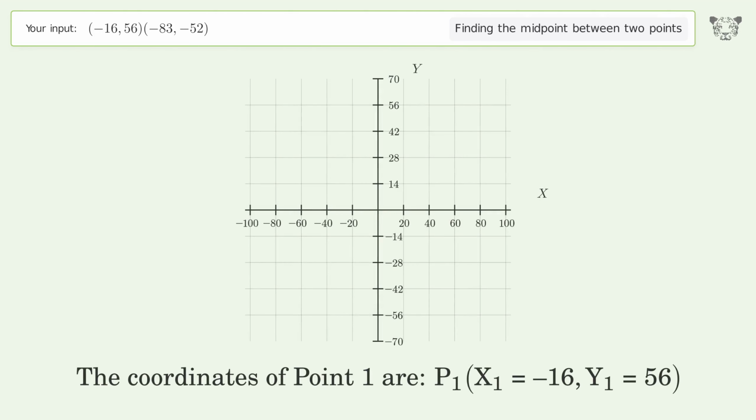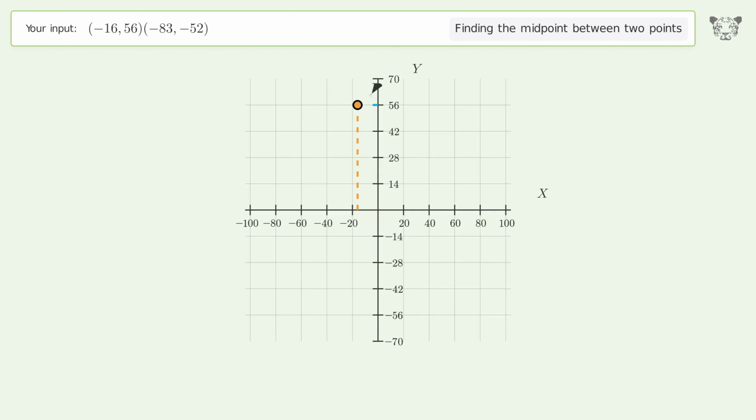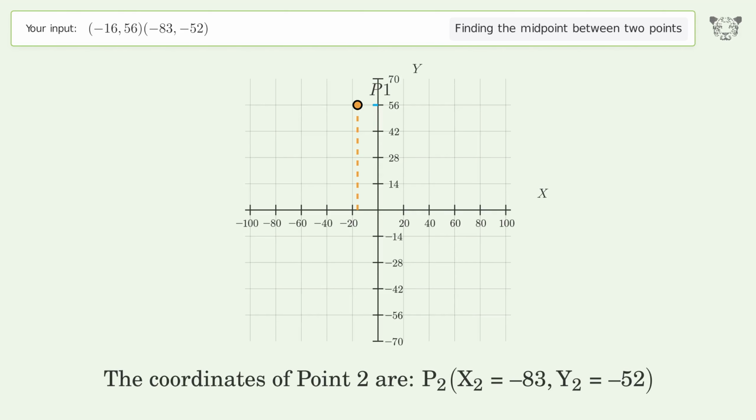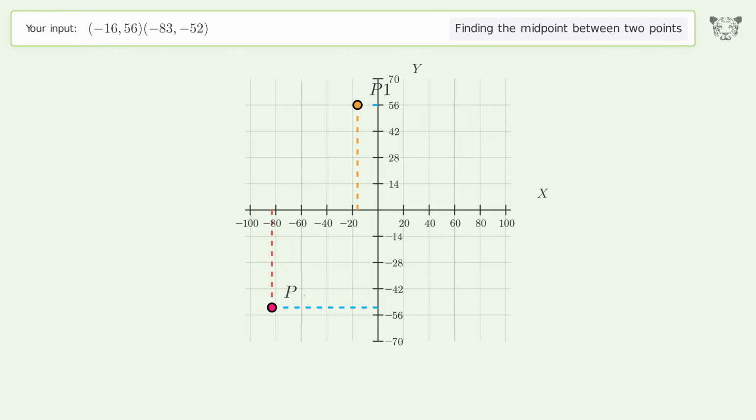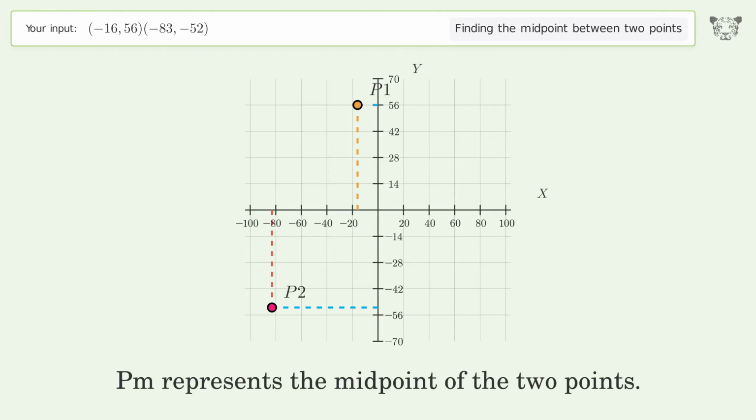The coordinates of point 1 are x1 equals negative 16, y1 equals 56. The coordinates of point 2 are x2 equals negative 83, y2 equals negative 52. PM represents the midpoint of the 2 points.